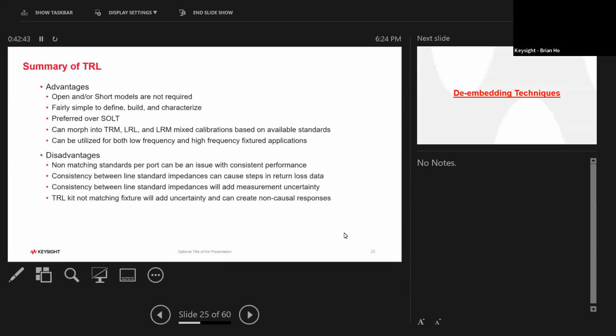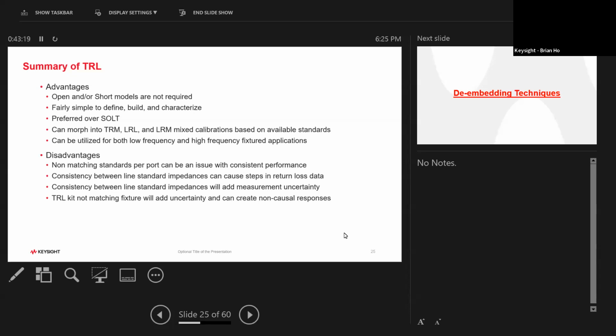The advantage is open and short models aren't required. You just need a through measurement. It's fairly simple to build and characterize. A lot of times it's preferred over SLT because SLT, again, is frequency dependent, frequency bound. One cool thing about this is it can be implemented with other de-embedding techniques, and it can morph into different de-embedding methodologies. So TRM, RLL, RLM can be used for both low and high. That's one of the bigger advantages of using this versus the SLT methodology.